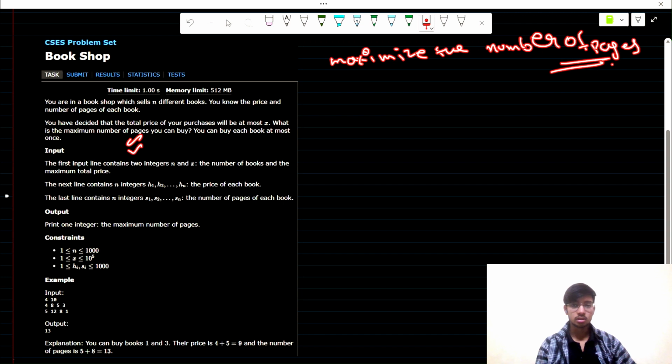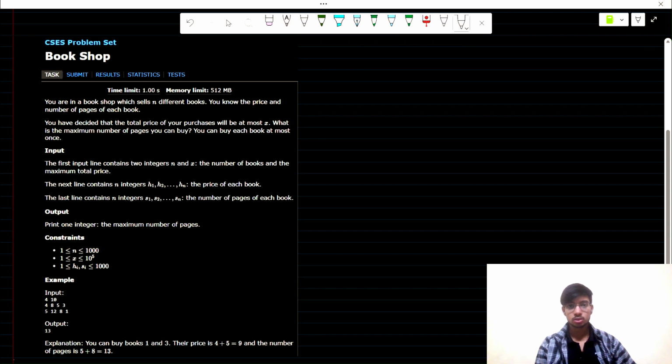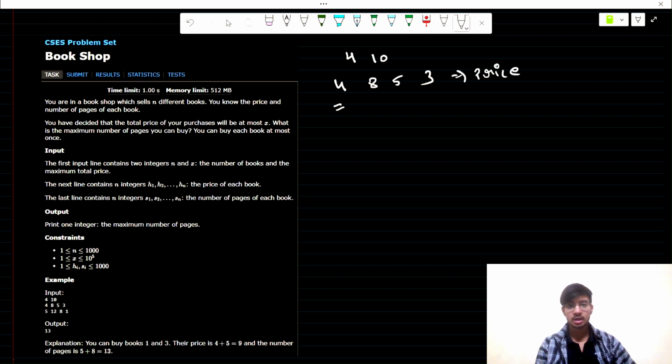Let's take the example. You have four books. The value of X is 10. And you have 4, 8, 5, 3. This is the price of each book. And the pages that you have are 5, 12, 8, 1.